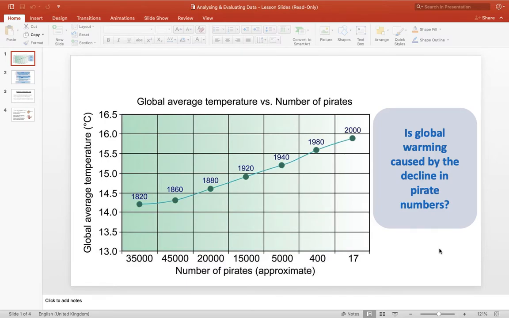Hello and welcome to our final lesson on the B7 topic. So in B7 we've been looking at risk factors, communicable diseases, and today we're going to have a think about how we can analyse and evaluate data.